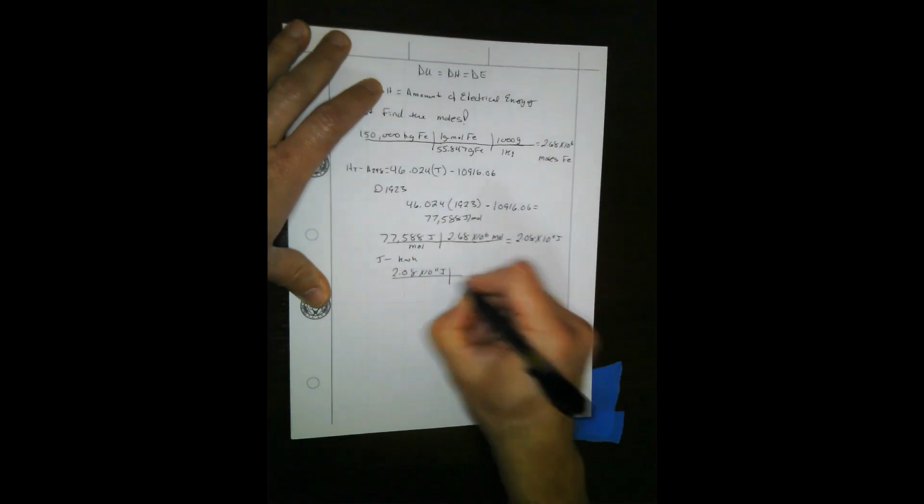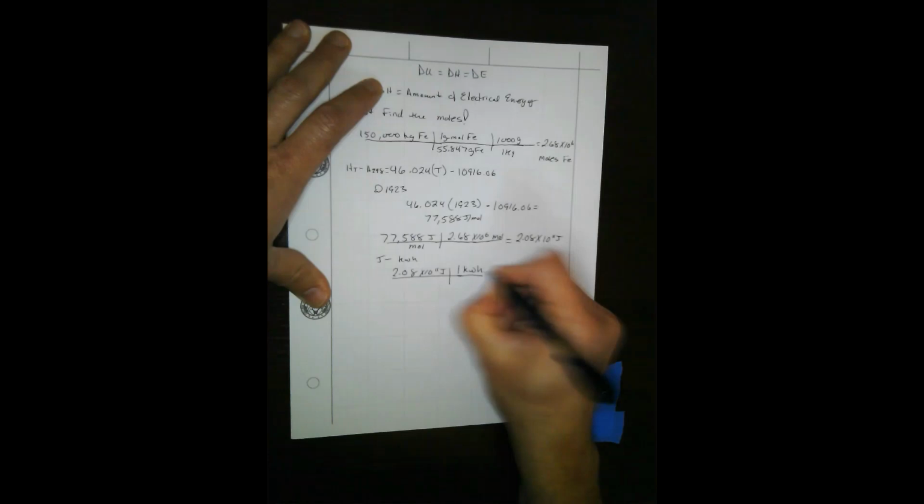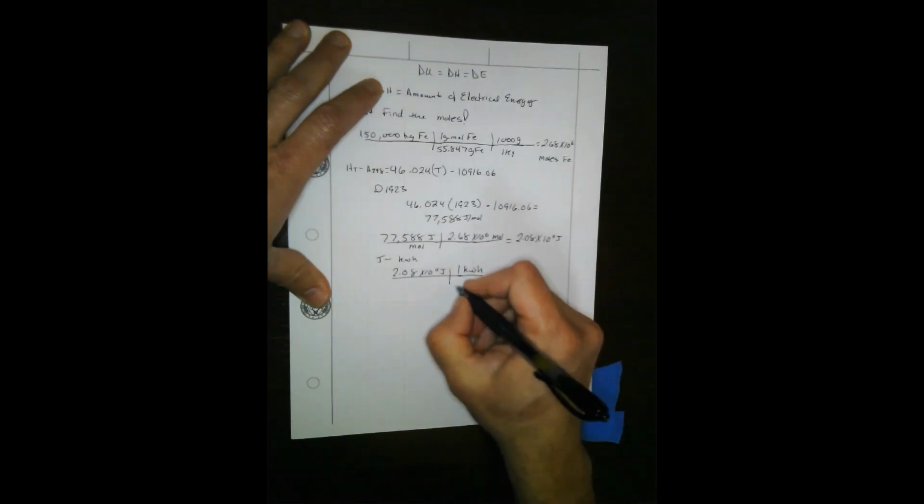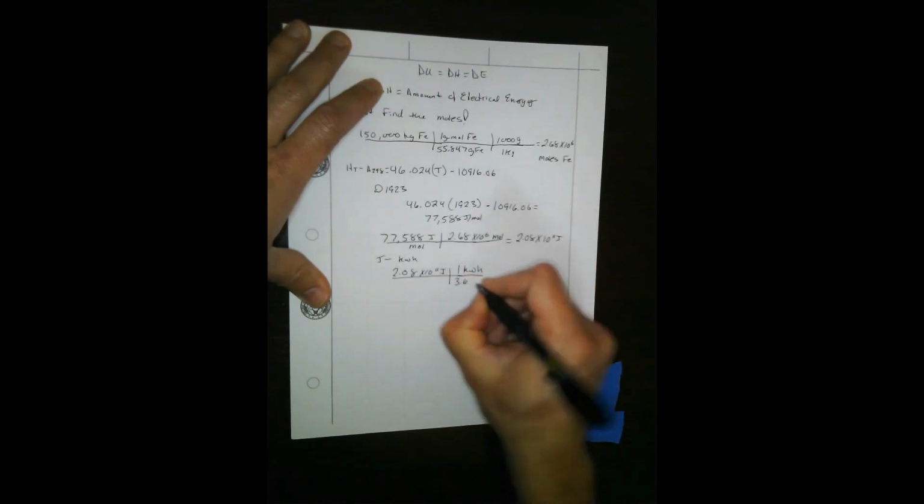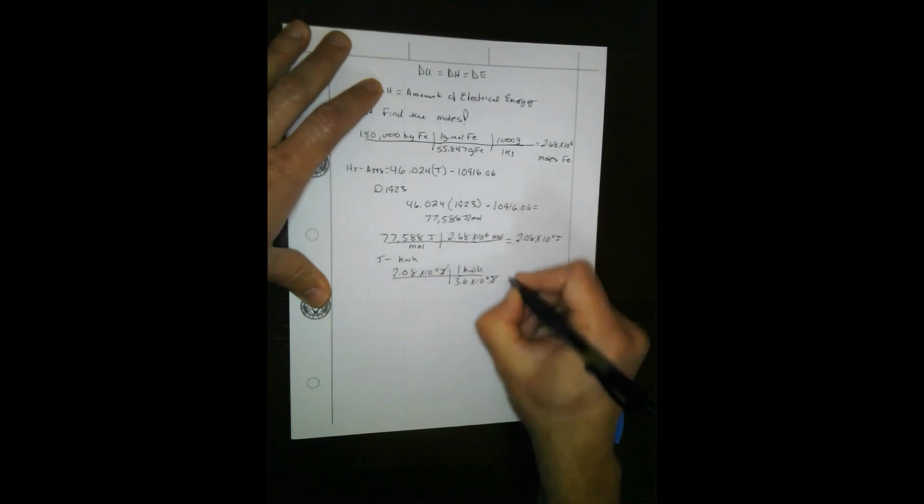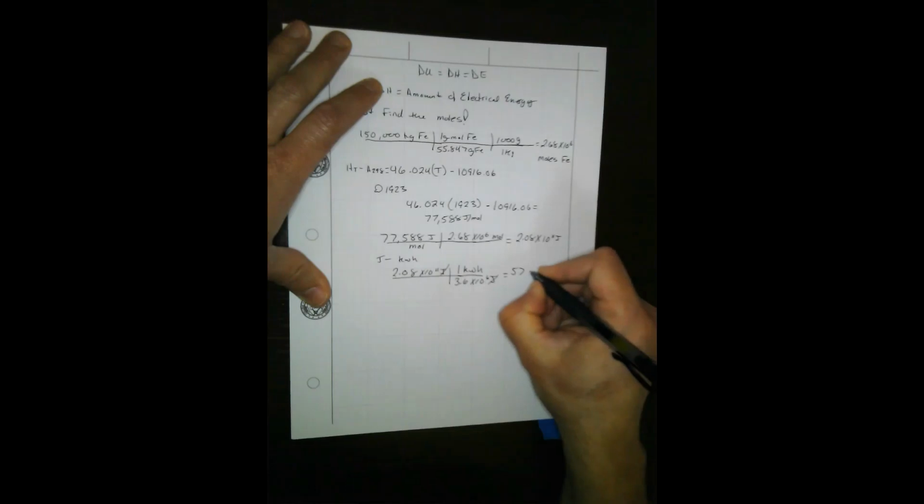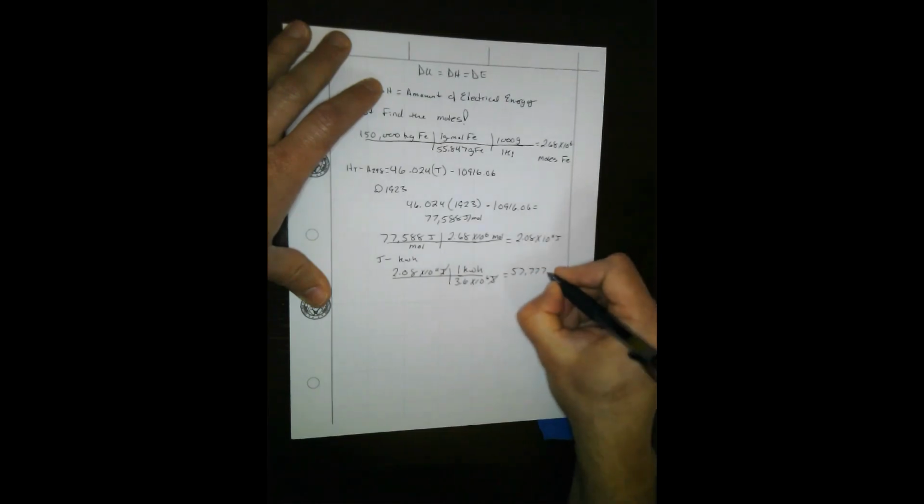And there's a conversion factor. 1 kilowatt hour is 3.6 times 10 to the 6 joules. So joules is going to cancel, and that equals 57777.77, a lot of sevens, kilowatt hours.